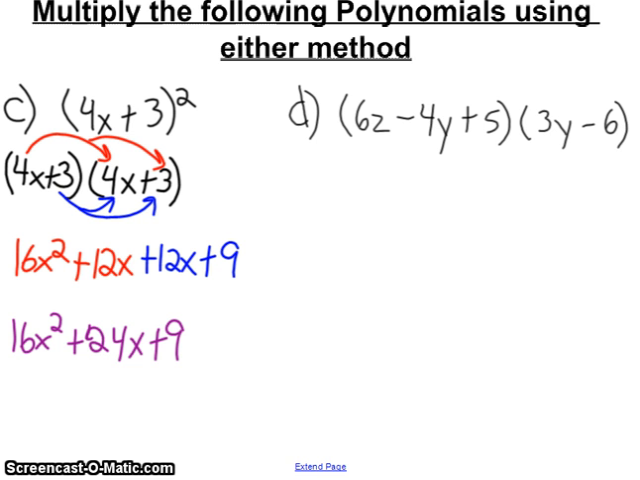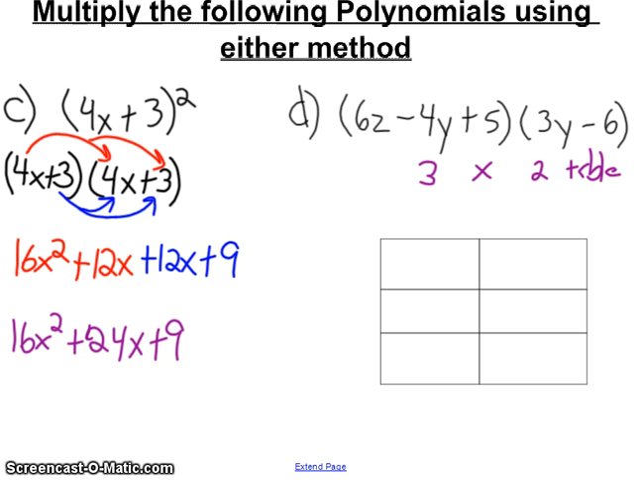Now let's look at this last example here. If I look at that, I have 3 terms and 2 terms, so I would make a 3 by 2 table. I again want to pay attention to my symbols as I fill this in. So I got 6z, negative 4y, positive 5. Then I have 3y and negative 6. So now I'll just start multiplying the cells.